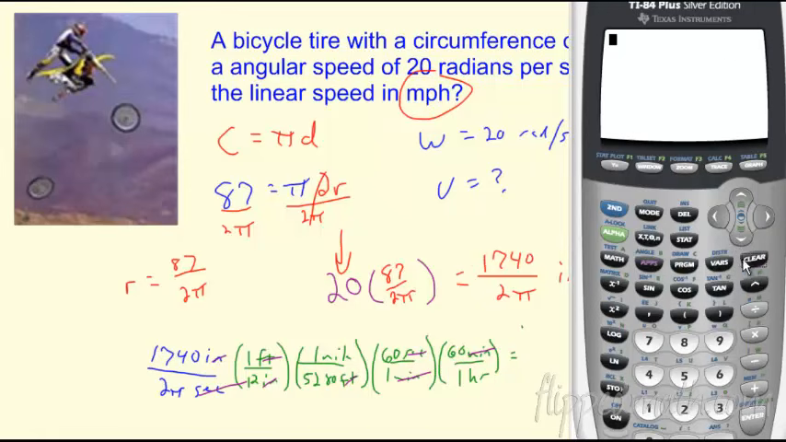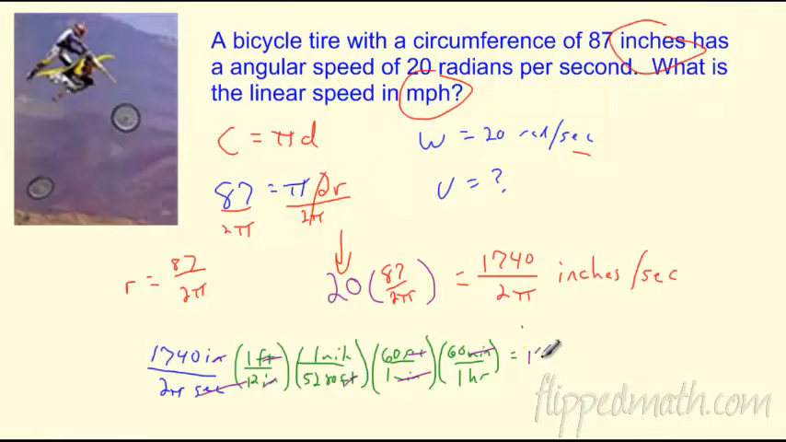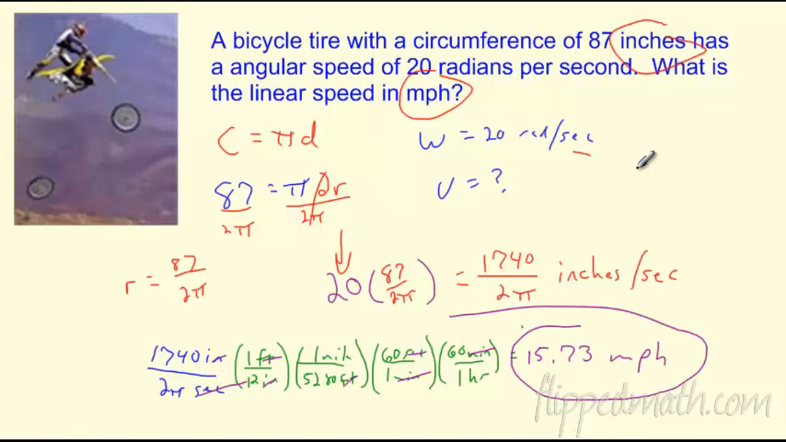Let's finish this out and multiply it all out. I've got 1,740 across the top. I'm going to multiply by 60, multiply by 60, and divide by, remember, be careful with that 2 pi. You've got to put the whole thing in parentheses. Hate to see you missing a math check or something. Divide by the 2 pi, divide by 12, divide by 5,280. That should be everything. So multiply it out, and it looks like I'm going about 15.73 miles per hour. So that's how fast the bicycle is going, given all that information up there.